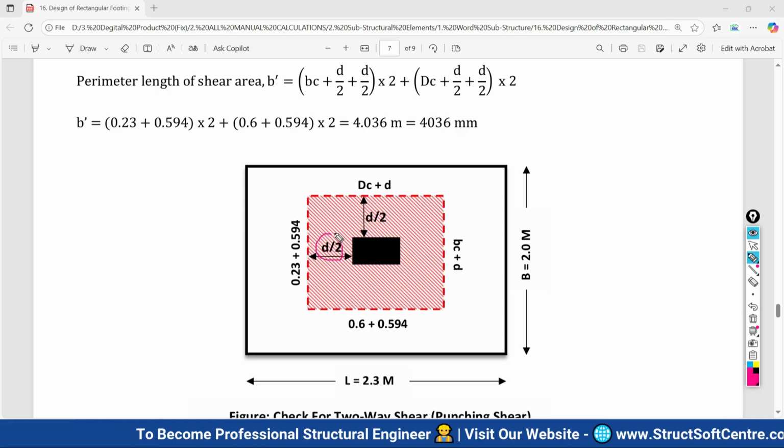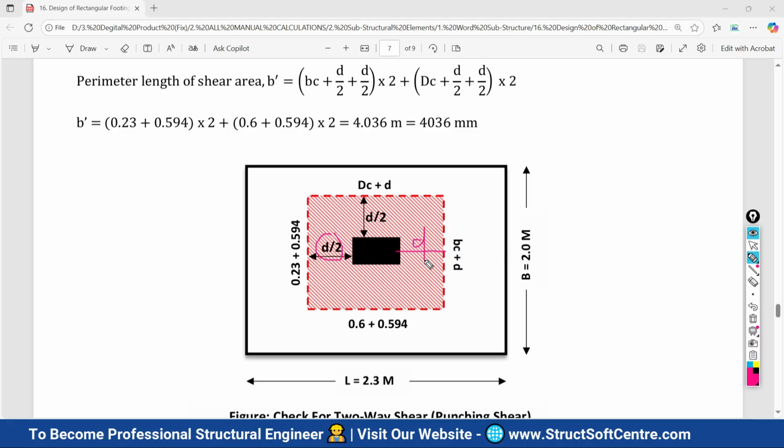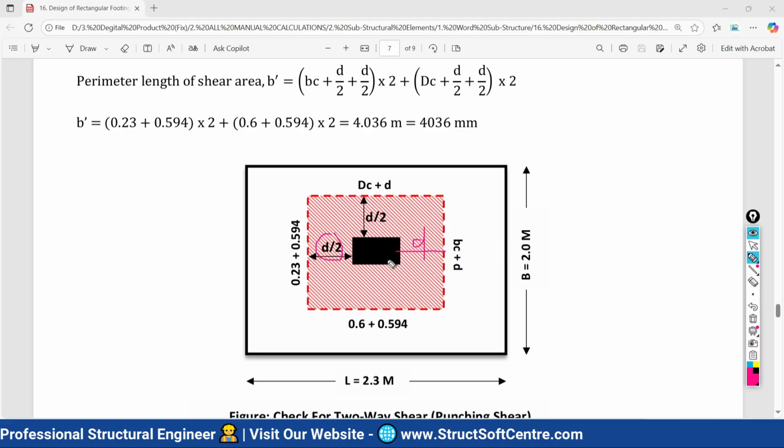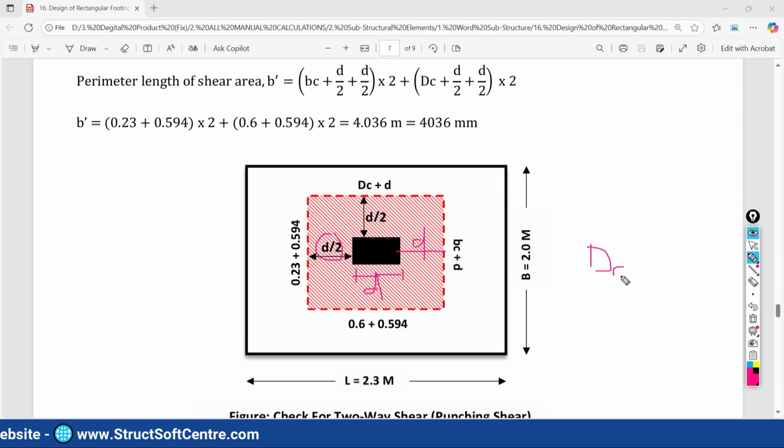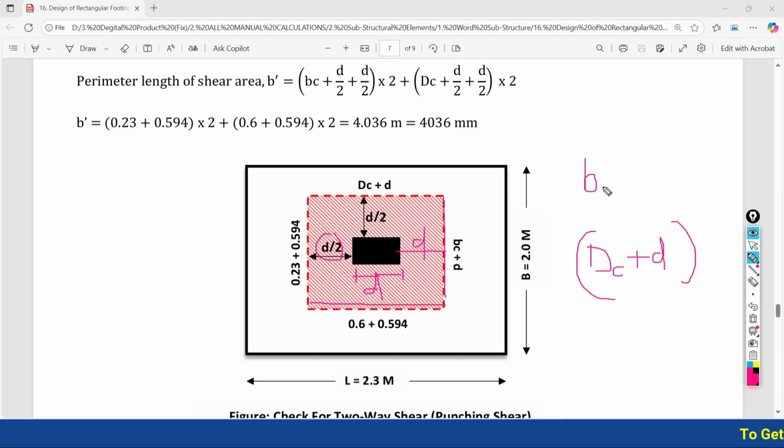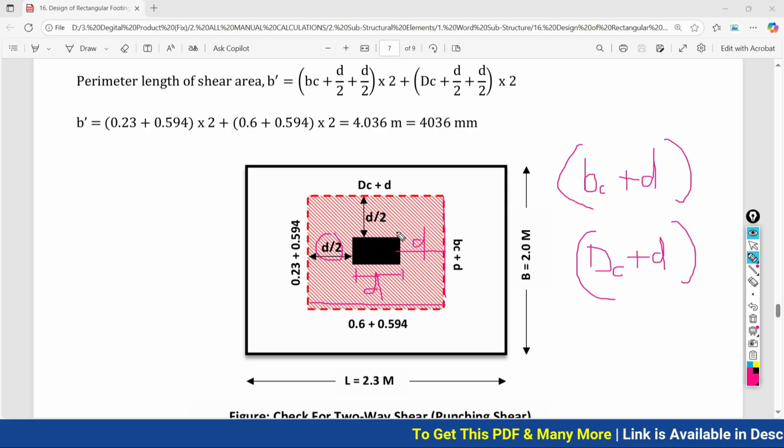So it is d by 2. On this side also d by 2. So d by 2 is going to become what? d. And this is your depth of your column. So depth of your column plus d is actually the length of this internal shaded area. The width of this shaded area will be simple: width of your column plus d. If you multiply these two values, you will have the area of this shaded portion.